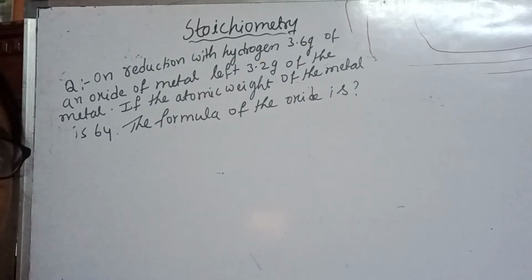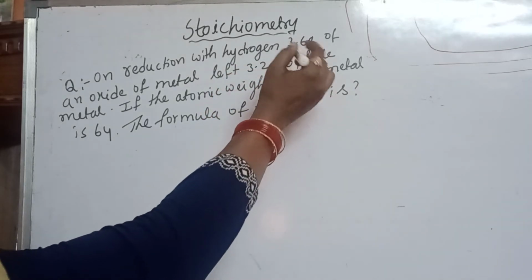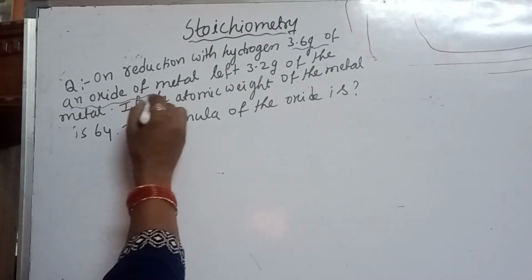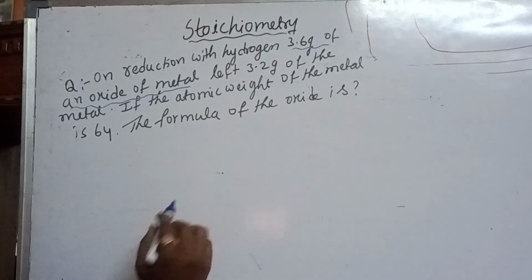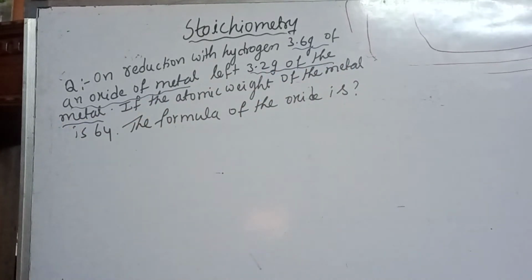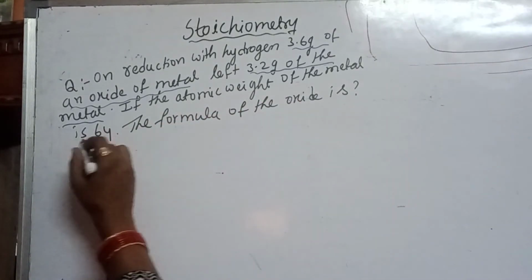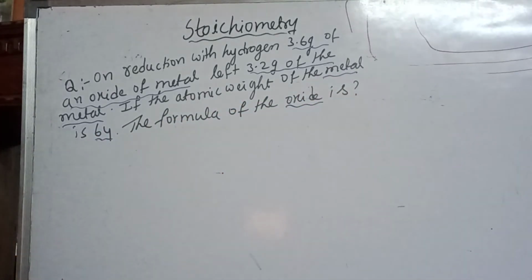So we can do the next problem. What is the question here? On reduction with hydrogen, 3.6 grams of an oxide of a metal, so this is a metallic oxide, means the weight of the oxide of the metal given is 3.6 grams, and left is 3.2 grams of the metal. So the weight of the metal is also given. The atomic weight of the metal is 64. We have to calculate the formula of the oxide of the metal.